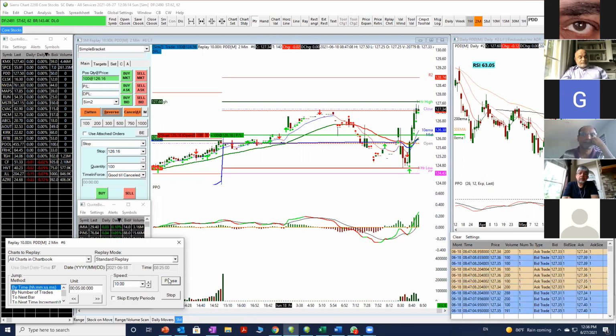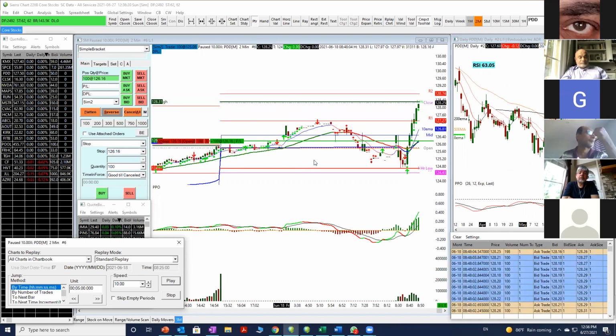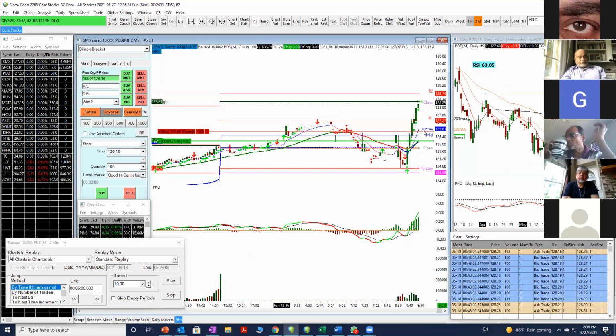It's facing a lot of resistance here, even at R1 to go through it. Let's see. And it's blasted through. It's getting closer and closer. At this point, I can simply follow my 10 EMA line and move my stop loss just around the 10 EMA line. The problem is that this stock has covered a lot of distance from my 10 EMA line. It's 125. You see this distance?